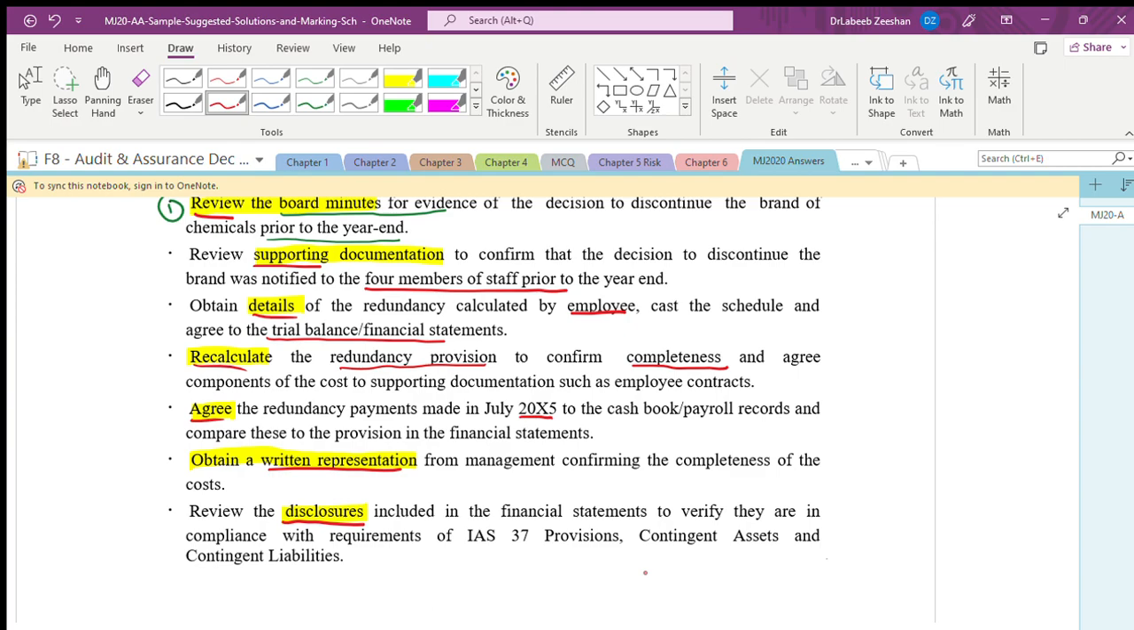Next one, you have to get the written representation from the management that it has been done. Management should confirm that yes, 4 employees have been removed and they have been paid in full, as per the terms and conditions. And last, review the disclosure in the financial statements as per which standard? IAS 37. Whenever provisions come into the question, don't forget to mention IAS 37, Provisions, Contingent Assets and Contingent Liabilities.